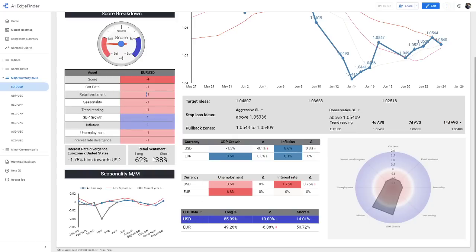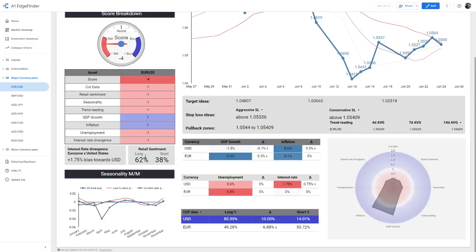We move on to the next category. The crowd here. What's the crowd doing? This can be useful information. If we know that the crowd is 62% long on EURUSD, then I'm going to be generally biased towards being in the minority of that crowd. It's not trying to be better than anybody else.